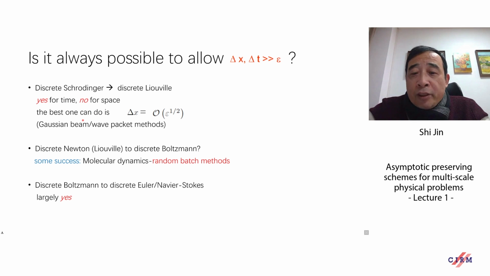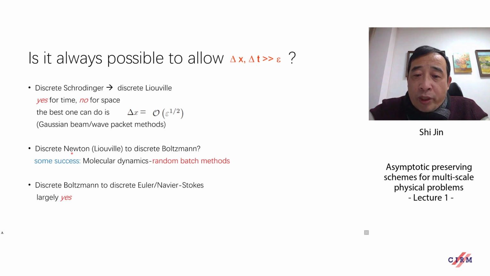Well, what's the best you can do in space? The best you can do is delta x on the order of square root of epsilon. It's not epsilon; a naive approximation needs delta x to be epsilon, but with the Gaussian beam, or Gaussian wave packet method, you can take delta x to be square root of epsilon, which is better than epsilon, but not order one.